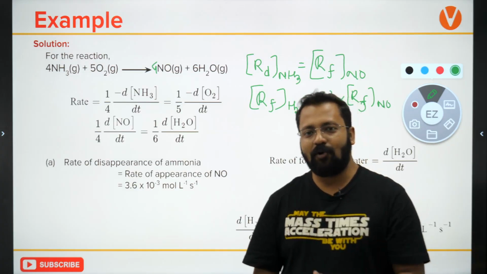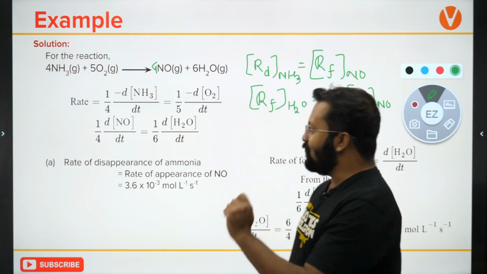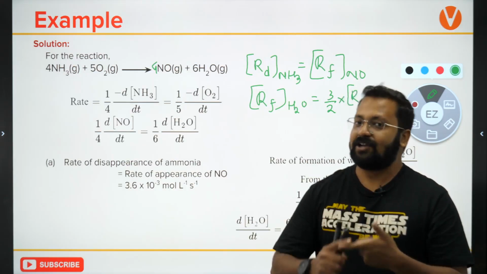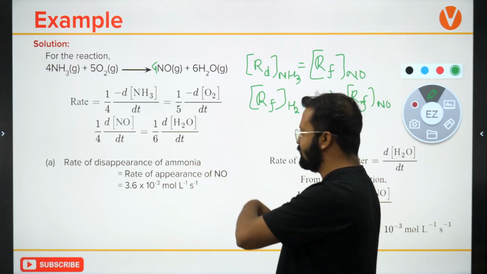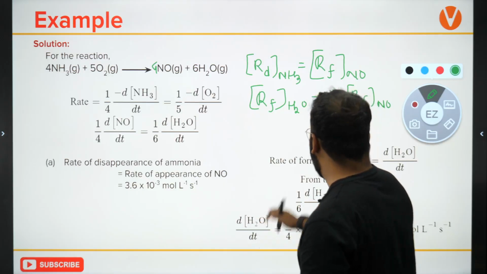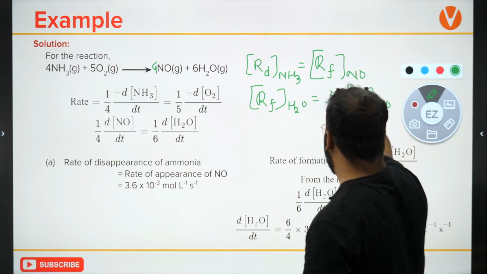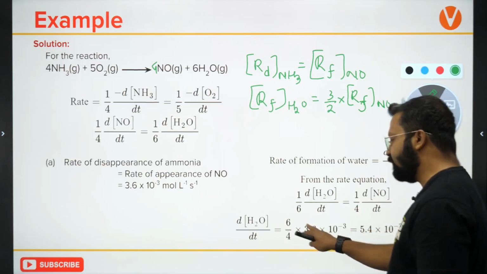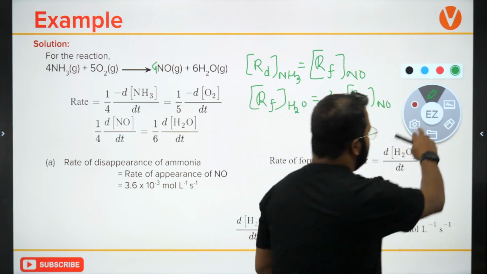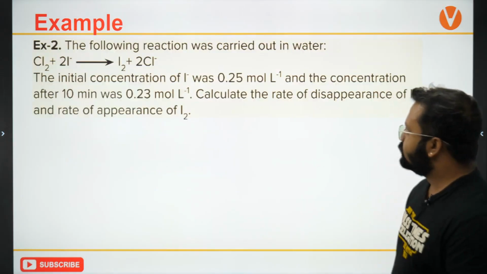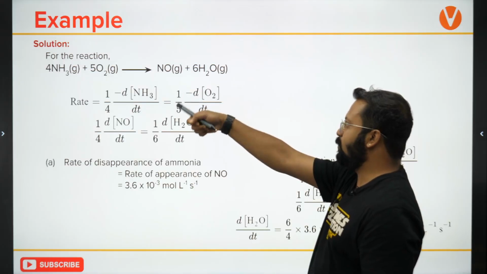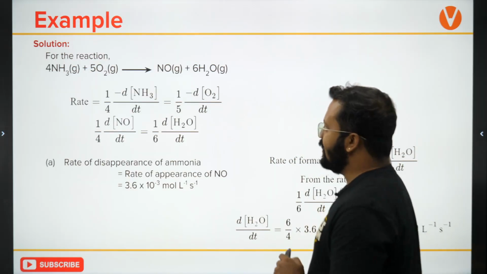So this gives us a very important lesson, that whenever we have a reaction where such a question is given, we have to always check that the reaction is balanced. Unless the reaction is balanced, whatever answers we get would be incorrect. So our answer for dH2O by dt, or rate of formation of H2O, will be 3 by 2 times, so that is 6 by 4 or 1.5 times 3.6. So answer हो जाएगा ये, and for NO it will be exactly the same as that of NH3. Okay, let's look at the next question.